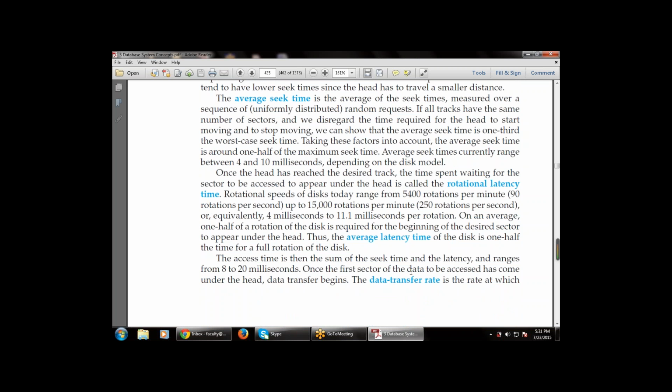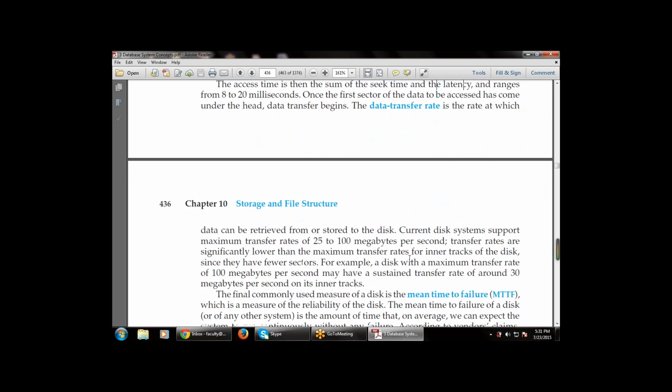Once the first sector of the data to be accessed has come up under the head and the data transfer begins, the data transfer rate is the rate at which the data can be transferred.